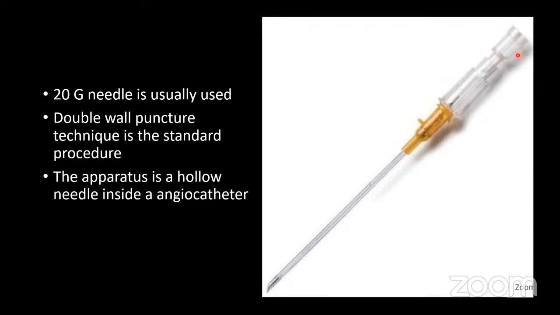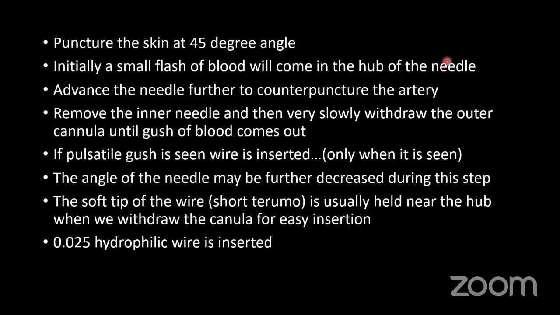This part will be removed initially. Then puncture is taken at a 45-degree angle. Then a small flash of blood will come into the hub of the needle. Then after seeing this, we know that we have punctured the artery. Then we have to cross puncture by advancing the needle further across the artery.